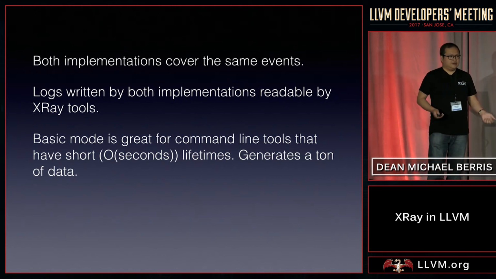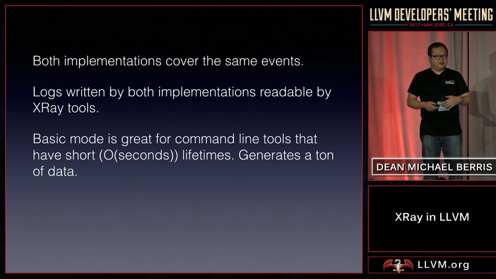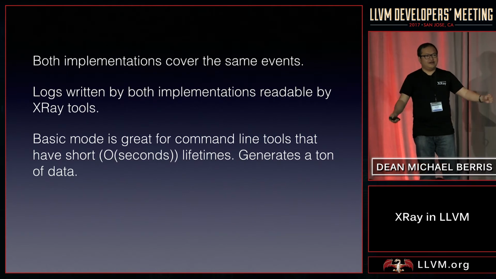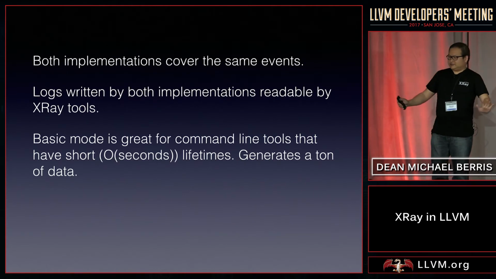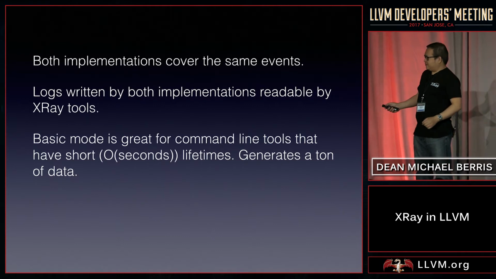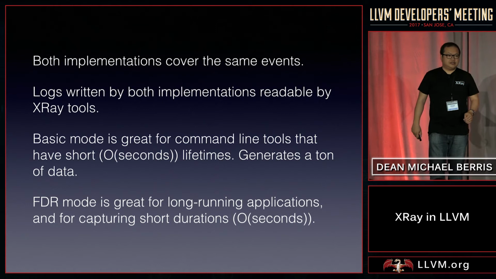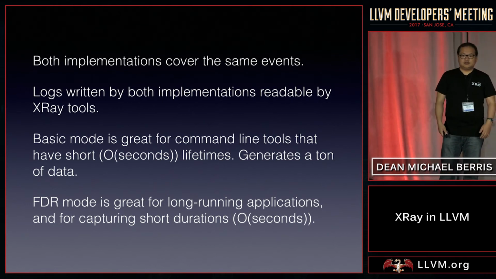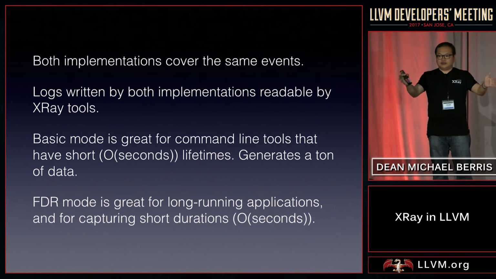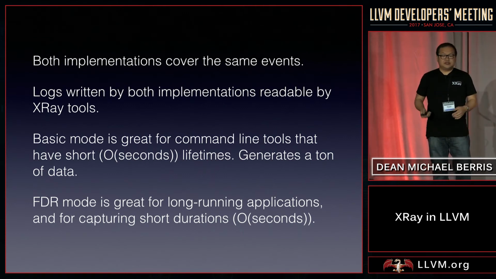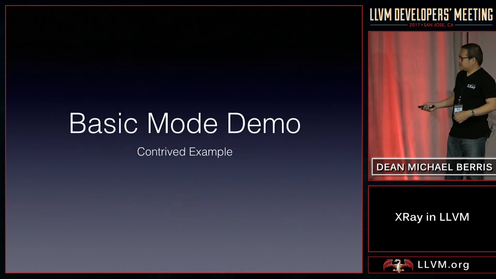So yesterday when I was doing this, I did a fully instrumented build of Clang, and I compiled the Hello World C++ program, and 38 gigs later, I have a trace. So your mileage may vary. FDR mode is great for long-running applications. So imagine a web server or an RPC service that you want to be able to dynamically get some traces for at runtime because there's a latency event. This is the one you want.